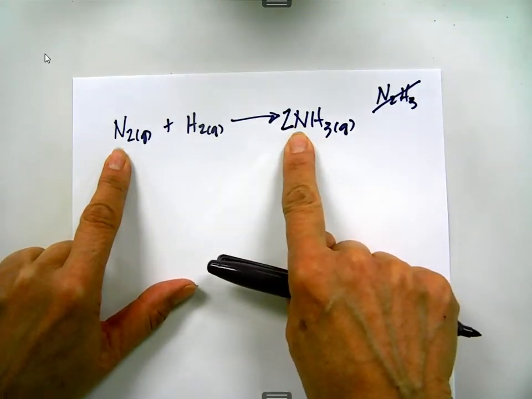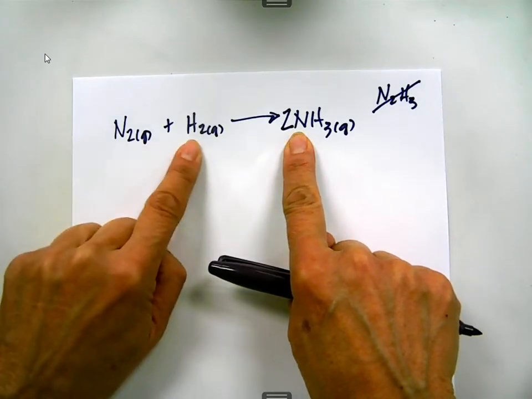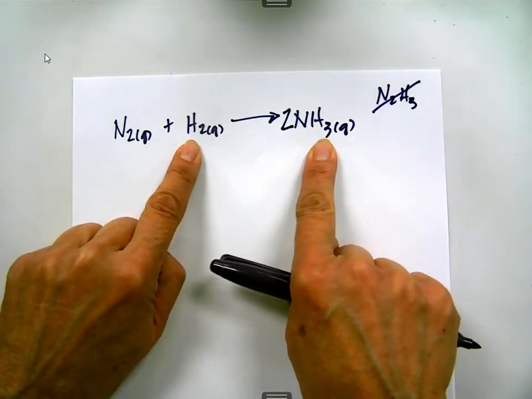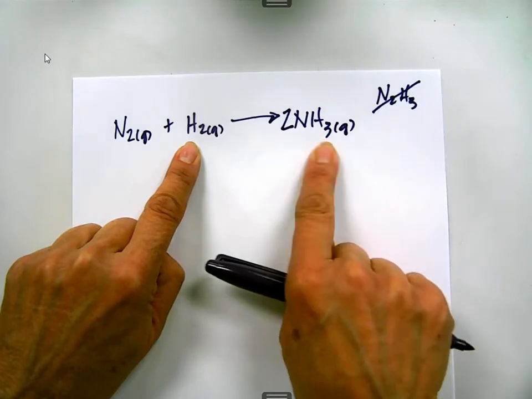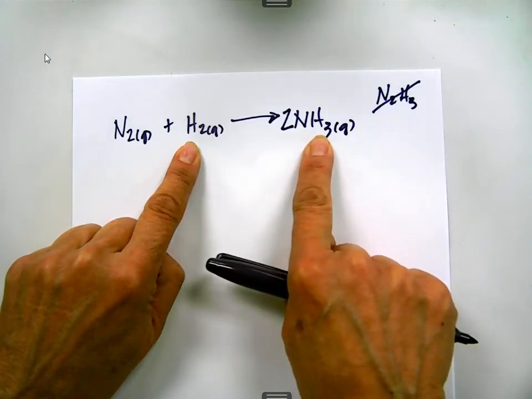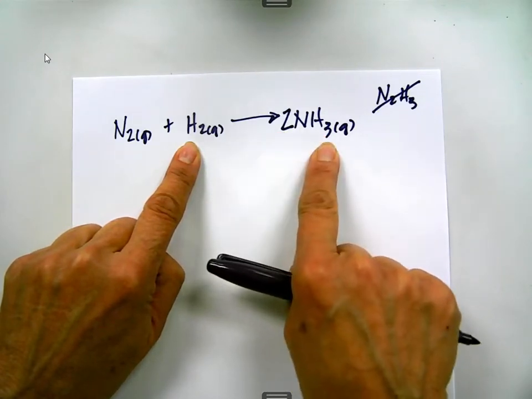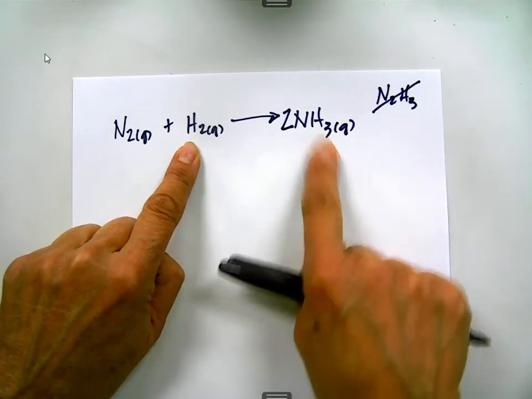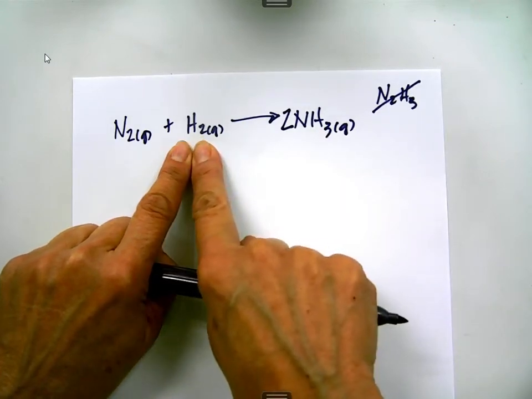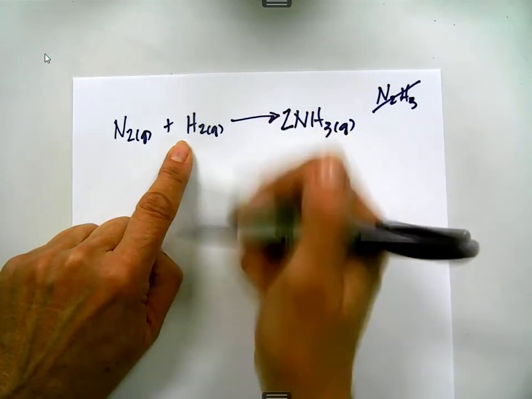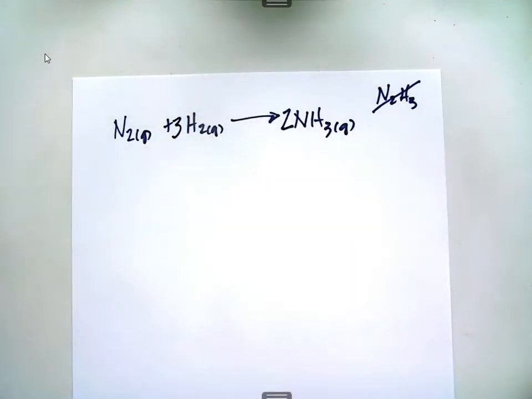So now I've got 2 N's there and 2 N's here. I have 2 H's and 3 H's. So what do I need to do? Well, actually, I don't have 3 H's there. How many H's do I have? 6. 2 molecules times 3 H's per molecule. 2 times 3 is 6. So how can I make 6 hydrogens on the reactant side? All right, so now this equation is balanced.